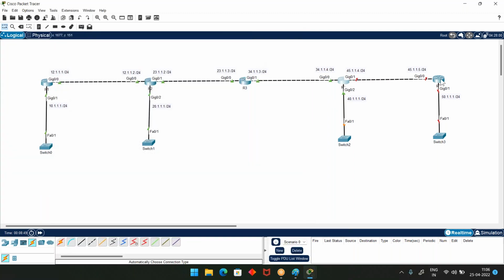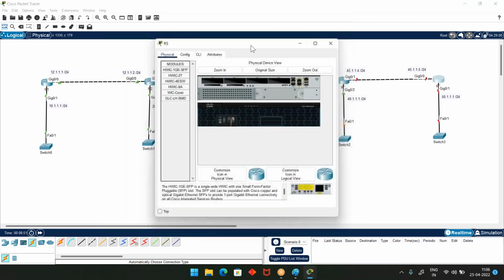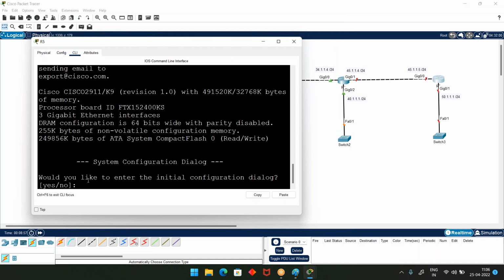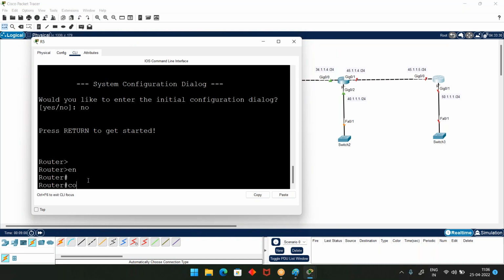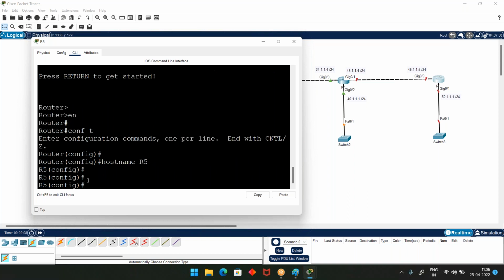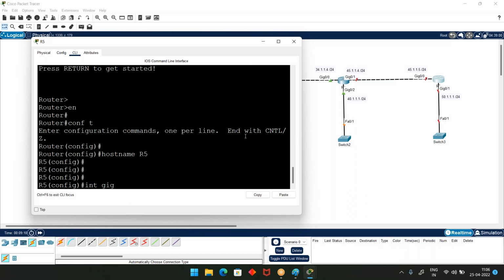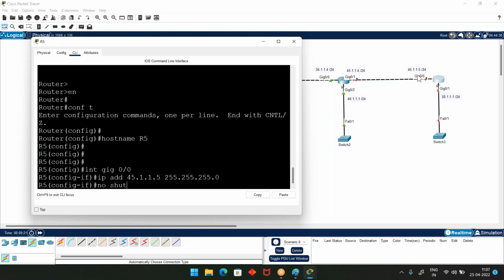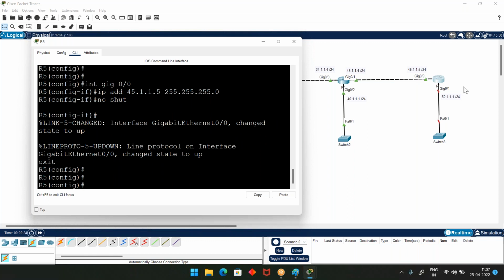Now let's go to the final device, the R5 router. Let's configure the IPs in the R5 as well. Say no, enable, config T, hostname as R5 router. Now interface gigabit 0.0, let's configure the IP address 45.1.1.5. Then subnet mask, no shutdown, exit.